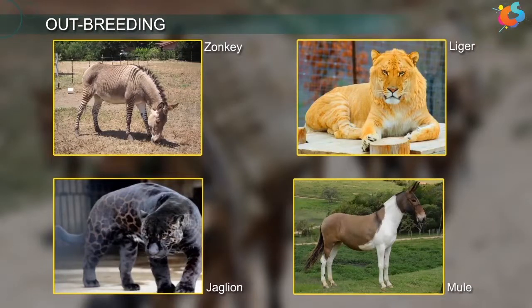There is one big problem with interspecific hybridization. That is, the hybrids are sterile. However, due to their high economic benefits, they were bred regularly.